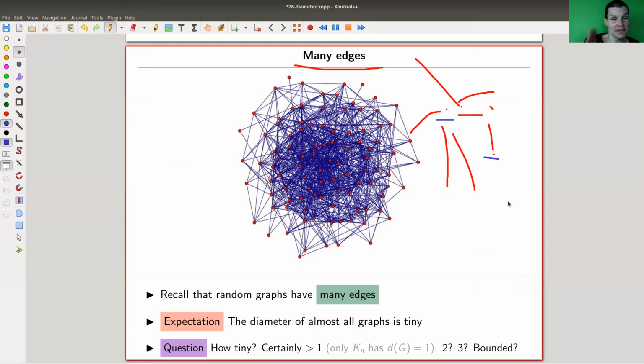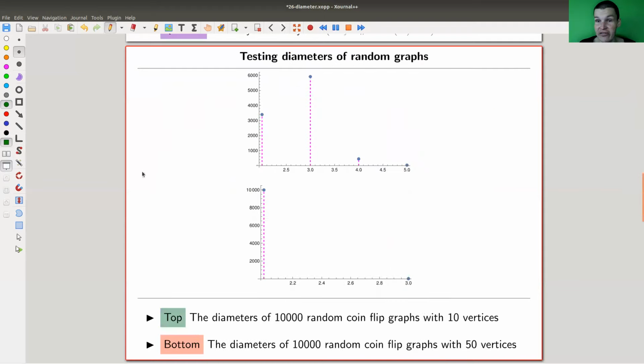Diameter 1 doesn't work. Why? Diameter 1 means there's one edge between all vertices. That's exactly the complete graph. So one edge between every vertex, only the complete graph has diameter 1, because you need to go at most 1 step from any vertex to any other. Otherwise it's a 2, it's a 3, is it bounded? That's not quite clear, but we expect it to be very tiny, because there are many, many edges.